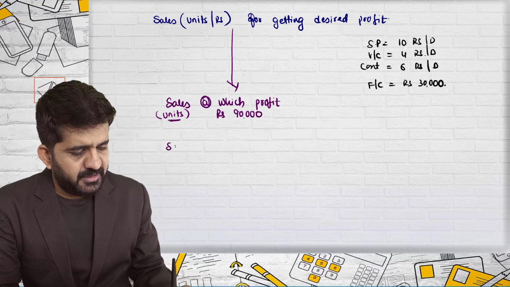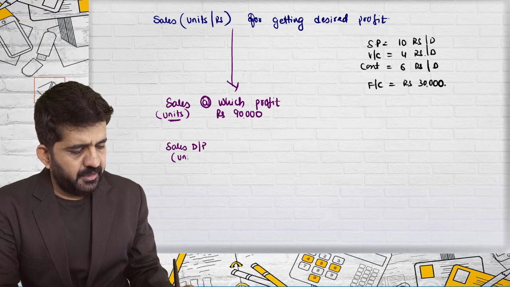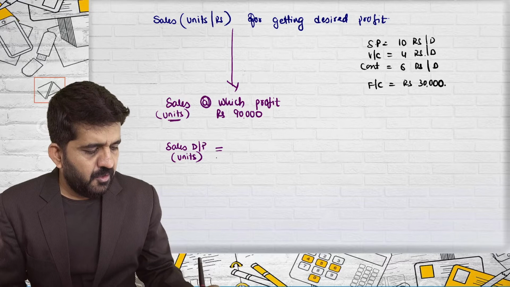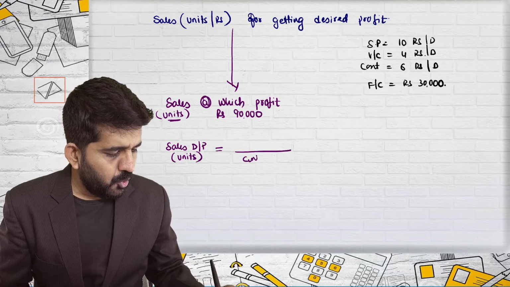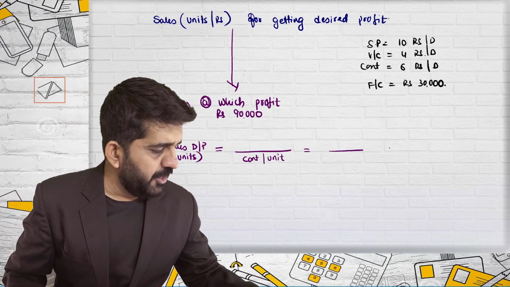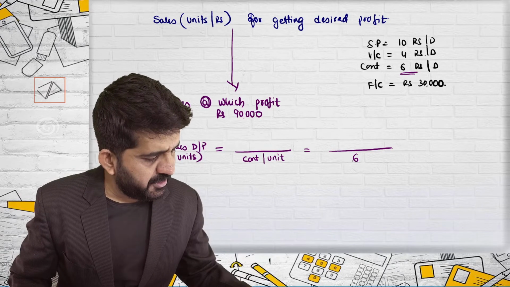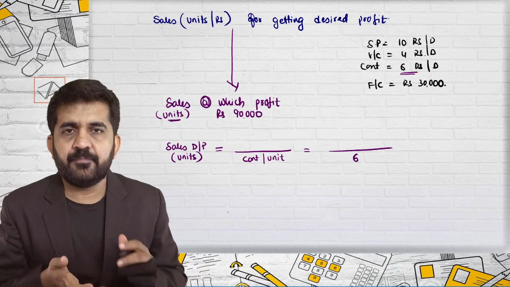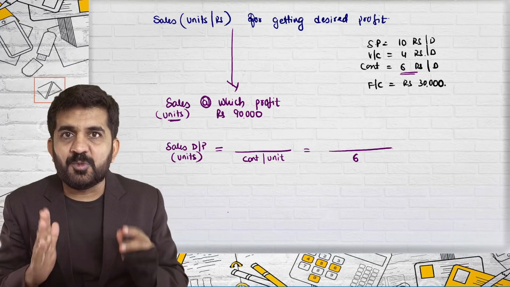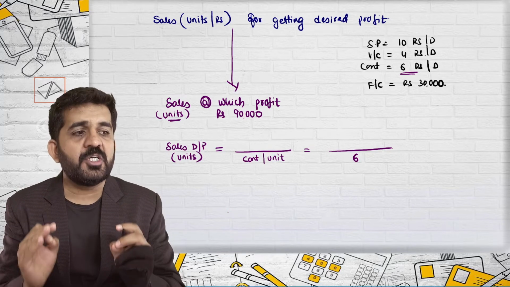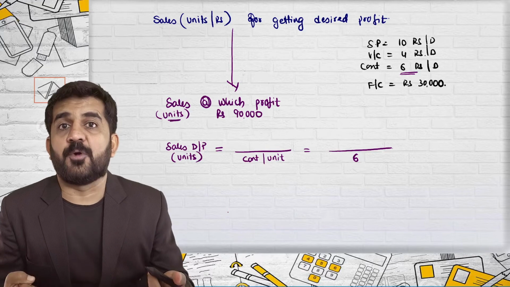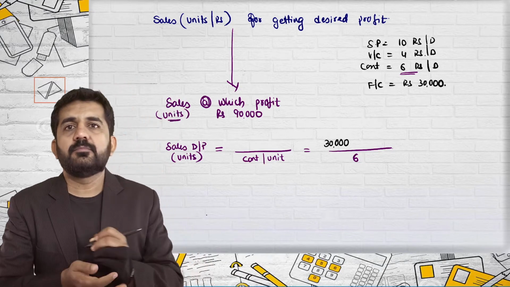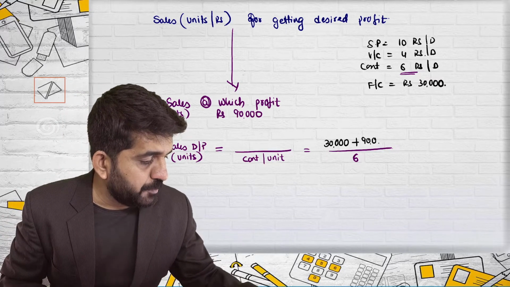Whenever it is sales for a desired profit in units, I'm writing on the left-hand side: sales for desired profit in terms of units is equal to something divided by contribution per unit. In the denominator, I am writing contribution per unit. What is contribution per unit in this case? 6 rupees. I earn a contribution of rupees 6 per dish. What do I want to cover? We have learned this. Contribution first covers the fixed cost and then it covers the profit. So how much do I want to cover? First I want to cover a fixed cost of 30,000, and then I want to cover 90,000 rupees profit.